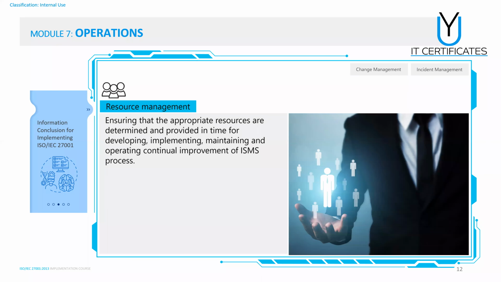For resource management, it's ensuring that the appropriate resources are determined, and usually we use capacity management for this. Capacity management is the process used for checking whether the required resources are available or not, especially for future expansion.